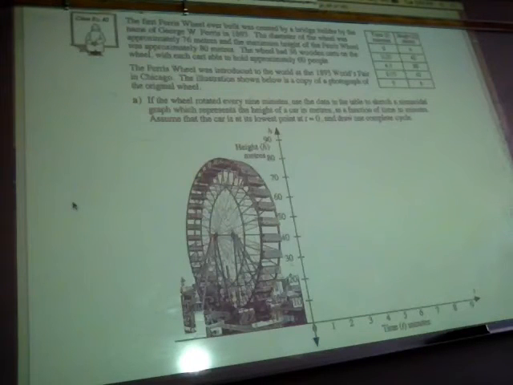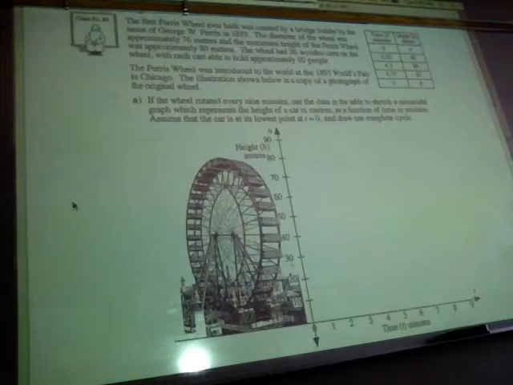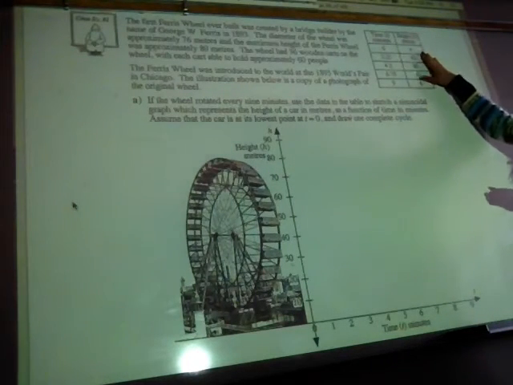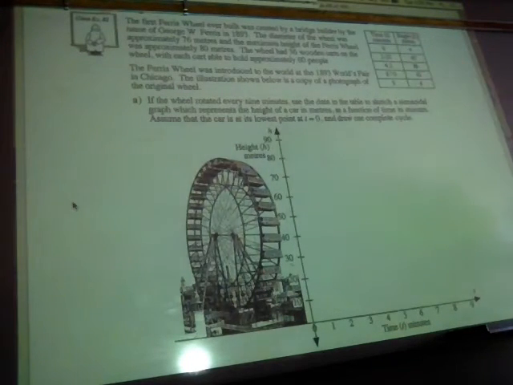So if the wheel rotated every 9 minutes, we're going to use the data in the table to sketch a sinusoidal graph, which represents the height of the car in meters as a function of time in minutes. We're going to assume that the car is at its lowest point at t equals 0. Then we're going to draw one complete cycle. So let's start with the table of values. We'll plot these points and then talk about them.